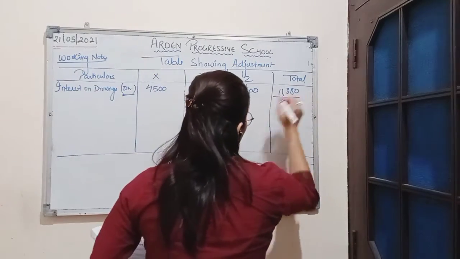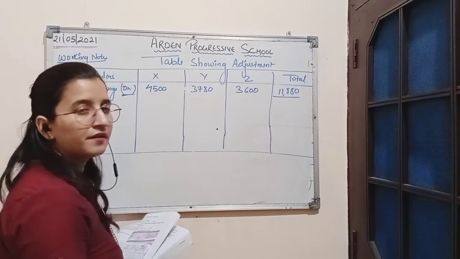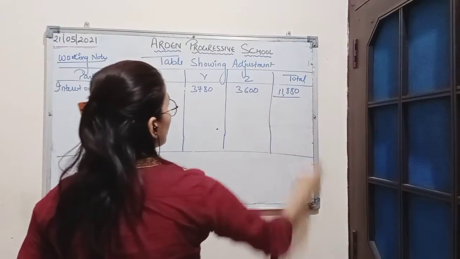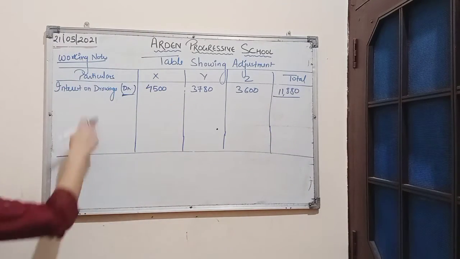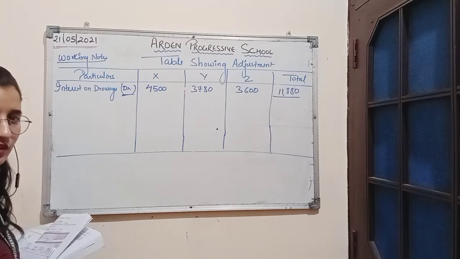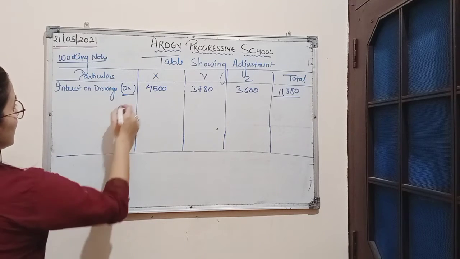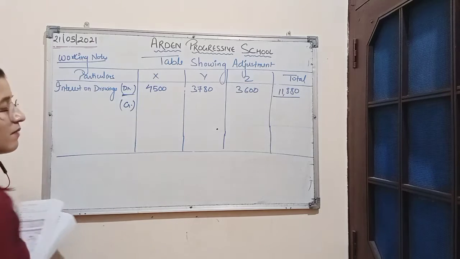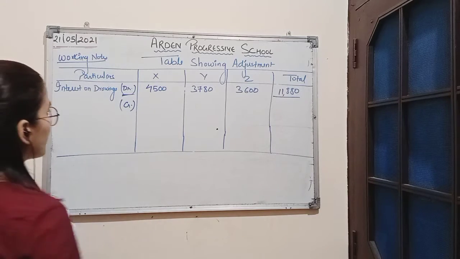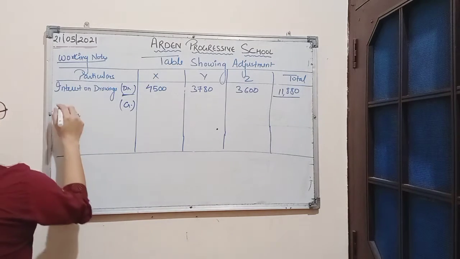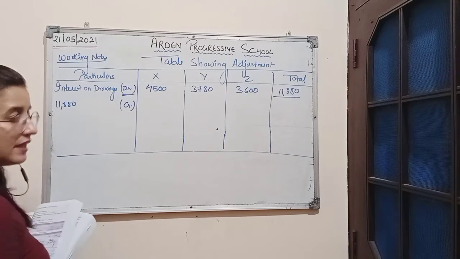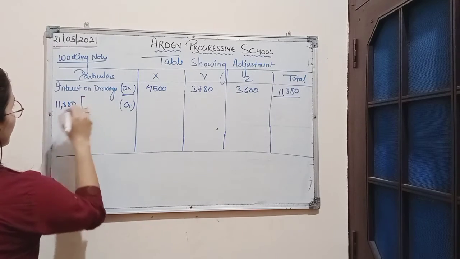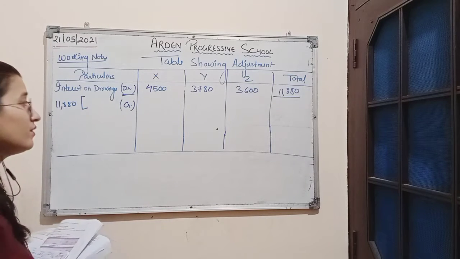So there is an error of the amount 11,880, which is not recorded by the partnership firm. So if interest on drawing is expense for the partner, that means the same amount will be income for the partnership firm. Amount is rupees 11,880 and this will be divided in the profit sharing ratio.